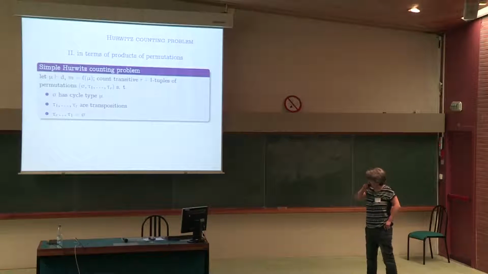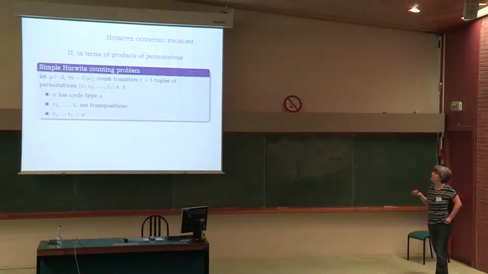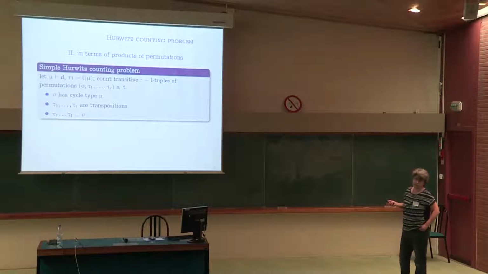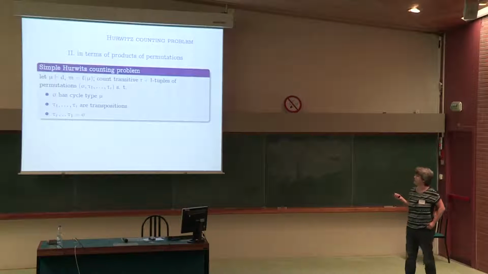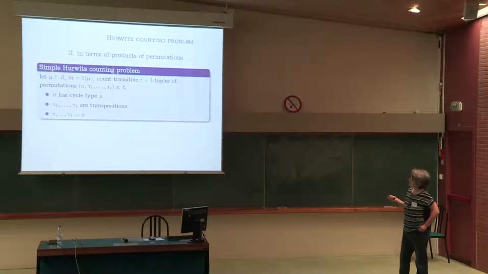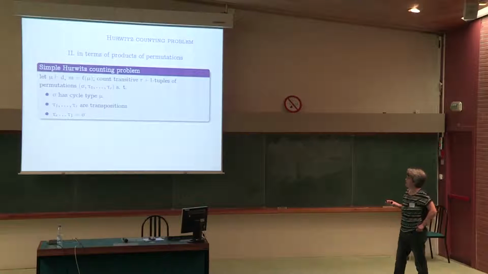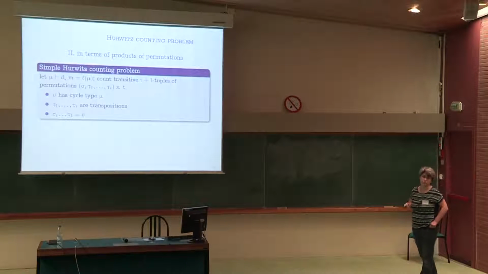So the simple Hurwitz counting problem can be expressed in the following way. We still have a partition mu of an integer d. m is still the length of the partition. This time we want to count transitive tuples of permutations such that one of the permutations has cycle type mu, the prescribed partition. The others are transpositions, and we want that, say, the permutation sigma is the product of the transpositions.